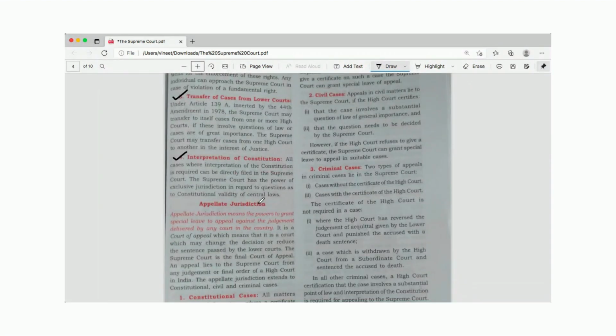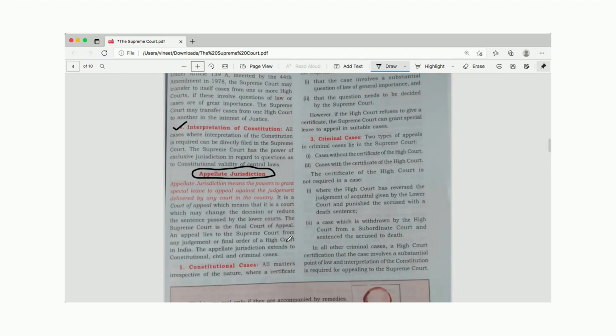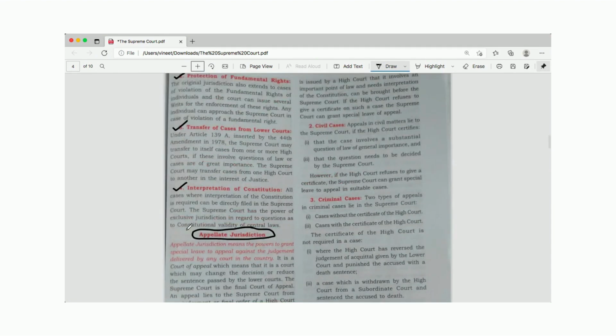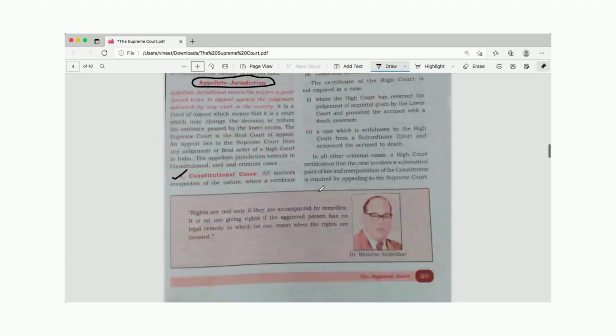The next one you will do is the appellate jurisdiction. Appellate means something which comes by way of appeal to the Supreme Court. So here also, please do this definition in red very nicely. And then the three types of cases under which appeals can be brought to the Supreme Court, that is constitutional cases, civil cases, and criminal cases. Read the entire part.